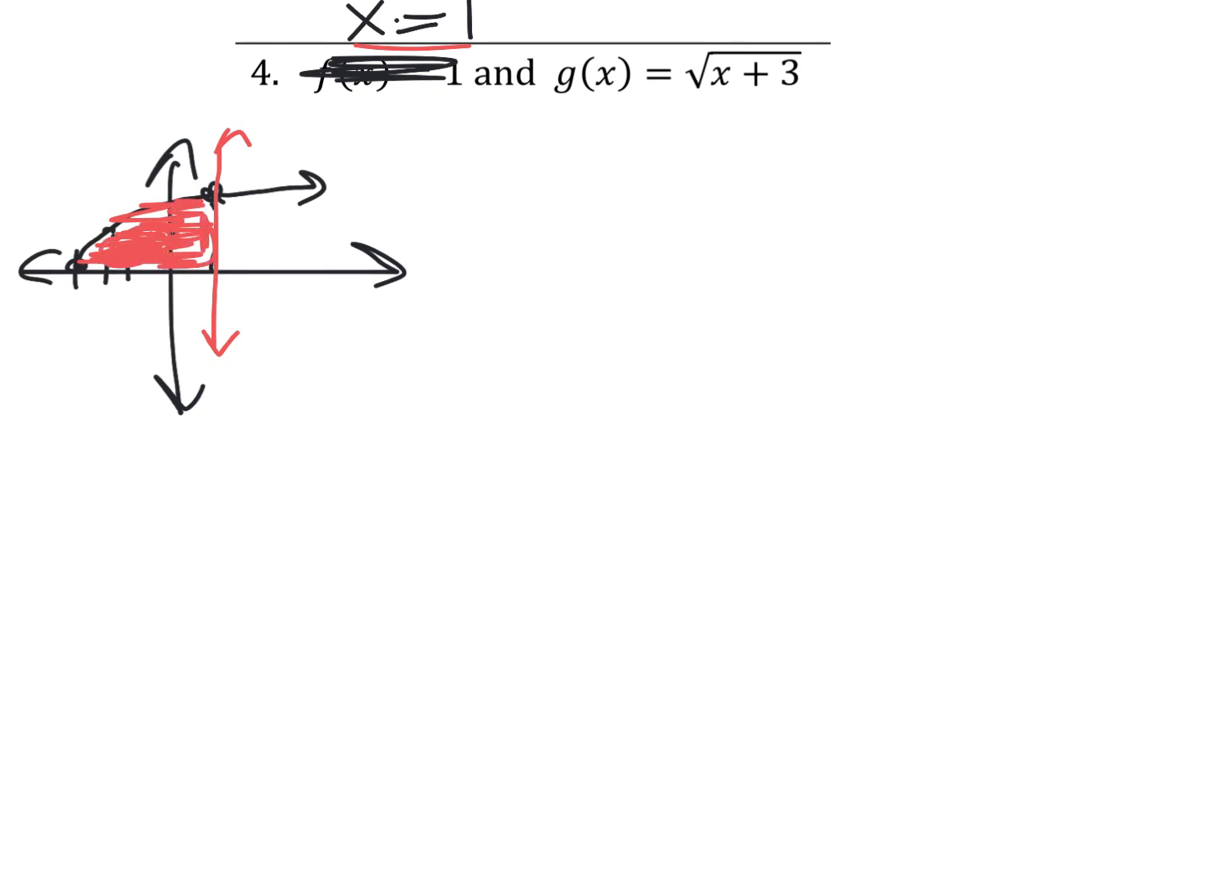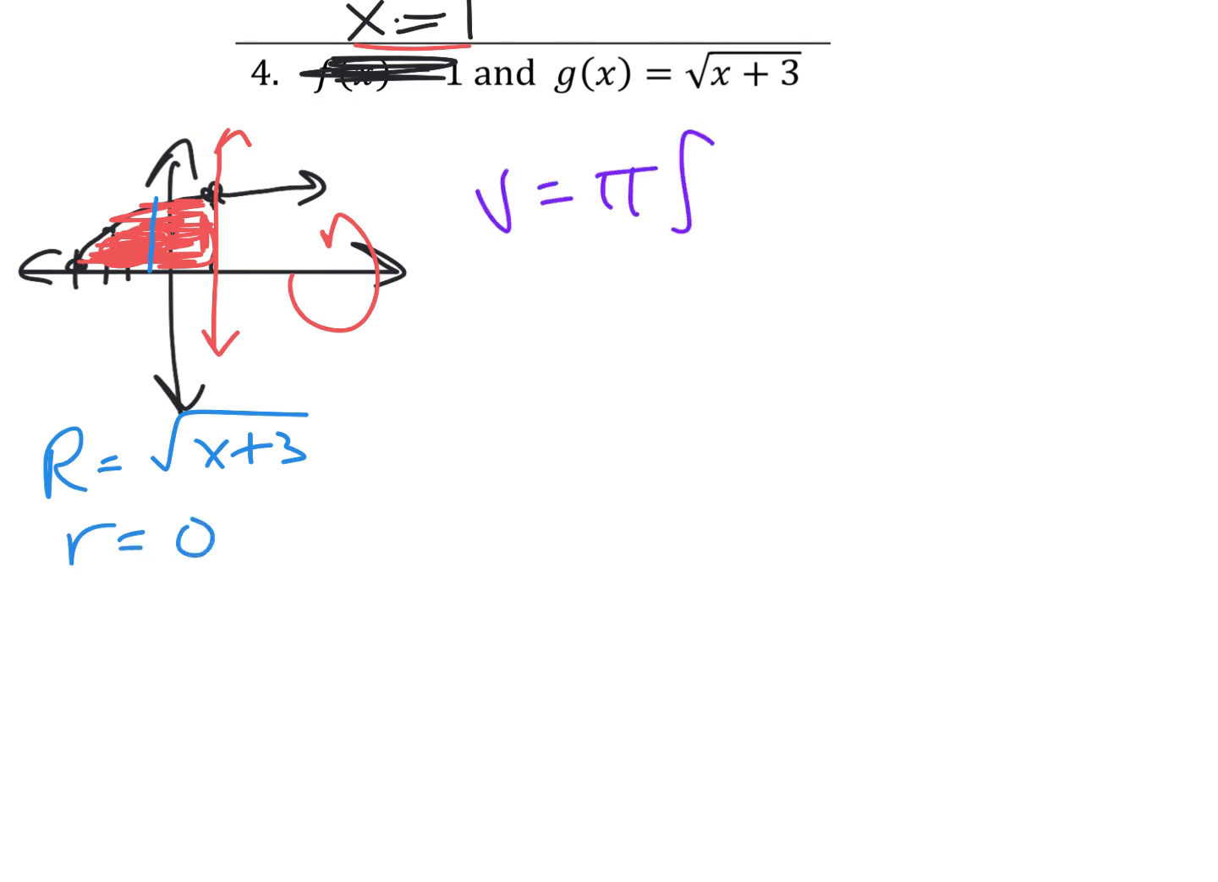I want you to ask yourself, if I rotate this around the x-axis, is there a hole? Is there a gap? I'm hoping that you see that the answer to that question is no. If I go from the axes up to my curve, I'm covering that entire area. So I don't have to have big R minus little r, or you can think big R is my function and little r is just 0. So we can set up the integral: volume equals pi times the integral of, I'm actually going to write minus 0 squared because I want you to see the setup is the same.